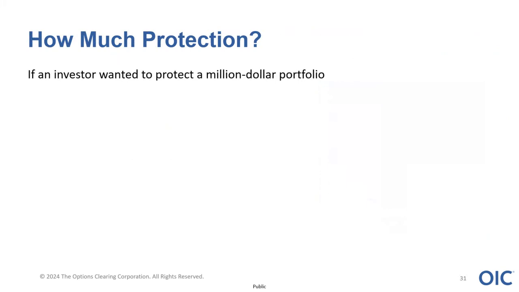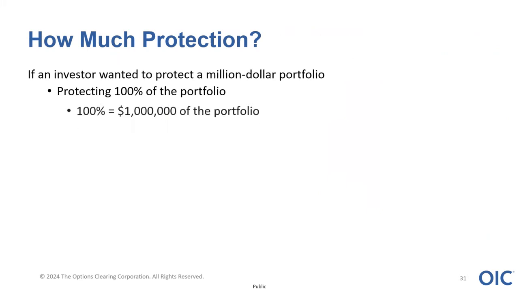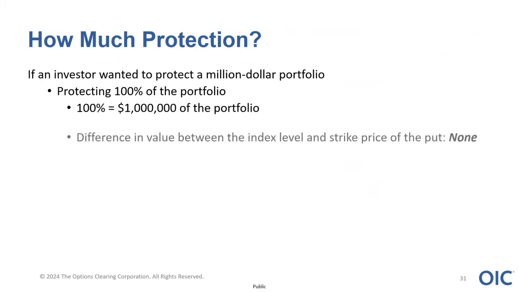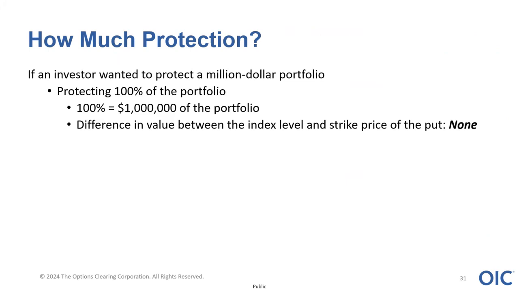If you want to protect, for instance, a $1 million portfolio, you want to protect 100% of the portfolio, you're going to need to essentially buy the at the money option in the index because you're going to want to protect 100% of $1 million of the portfolio. That means the difference, the value between the index level and the strike of what you're going to strike that put at is basically no different. You're going to be buying the at the money put.